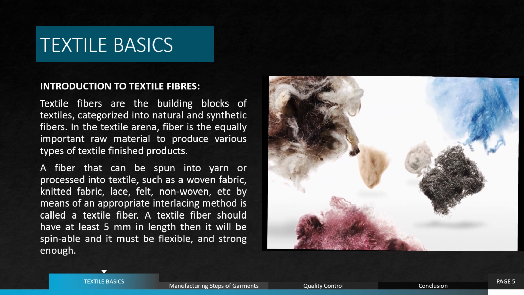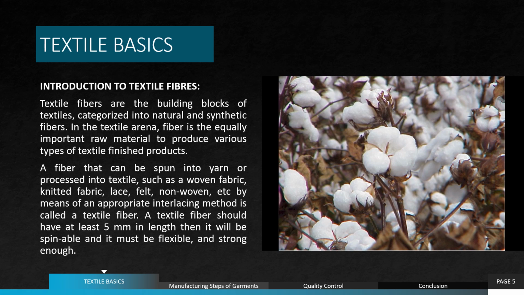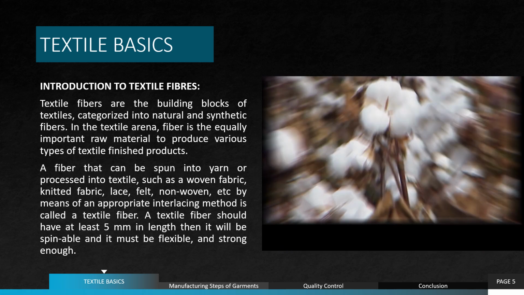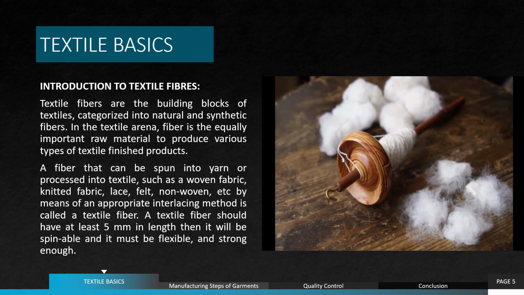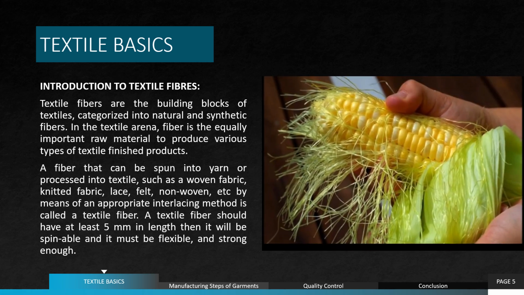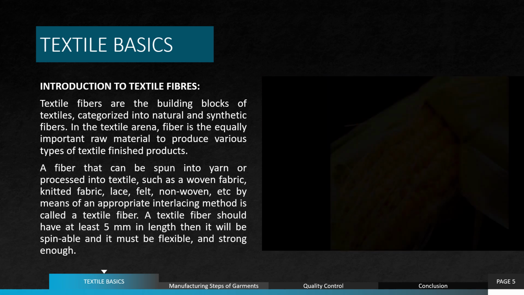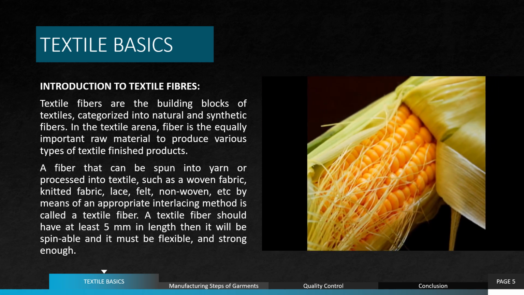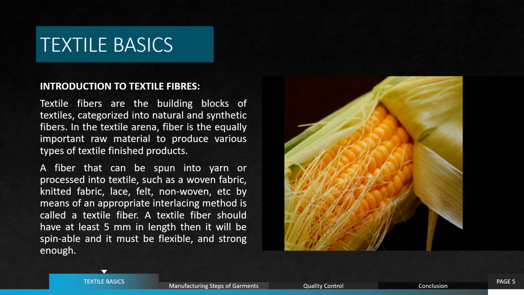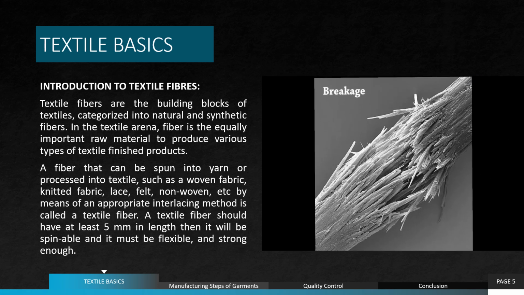For example, cotton plants contain fibers that are strong and pliant enough to be spun into yarn. These are textile fibers. On the other hand, have you ever noticed those little strings in your corn on the cob? Those hair-like structures are technically fibers. However, they are too weak to be spun into yarn without breaking, so they are unsuitable for textiles.